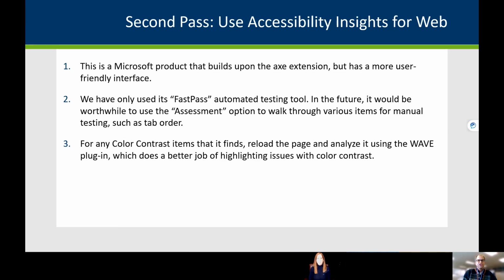For second pass, we use Accessibility Insights for Web. This is a Microsoft product that builds upon the Axe extension but has a more user-friendly interface. We have only used its FastPass automated testing tool. In the future, it would be worthwhile to use the assessment option to walk through various items for manual testing, such as tab order. For any color contrast items that it finds, reload the page and analyze it using the Wave plugin, which does a better job of highlighting issues with color contrast.